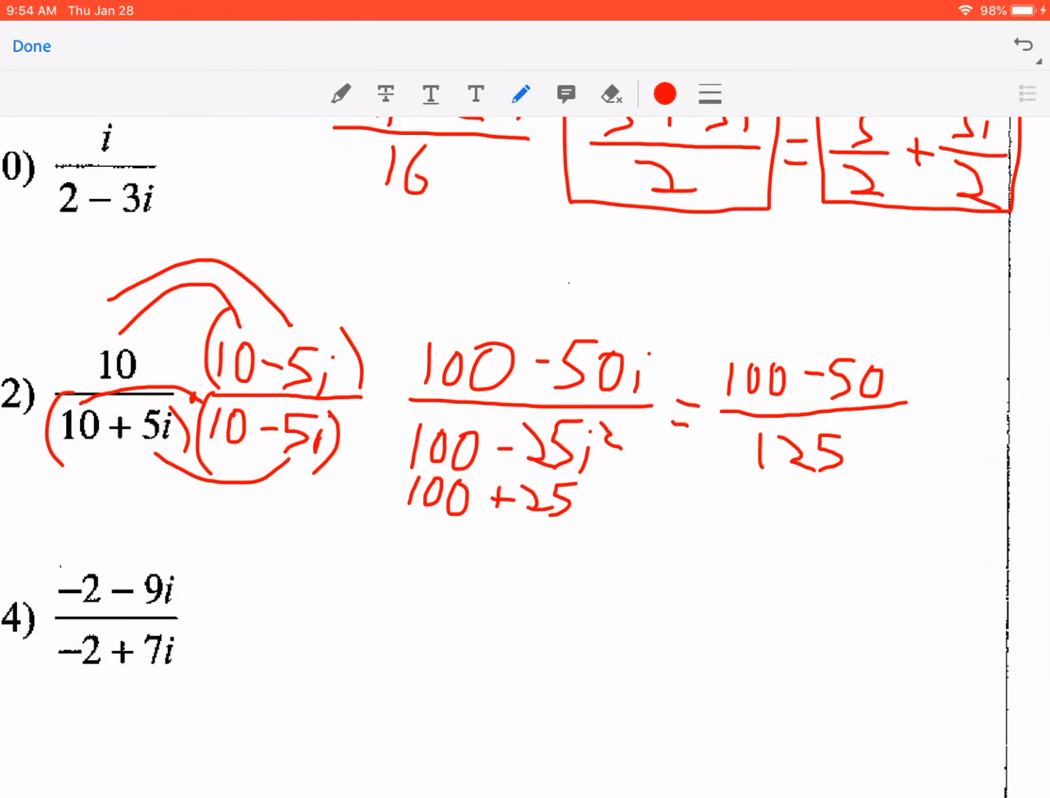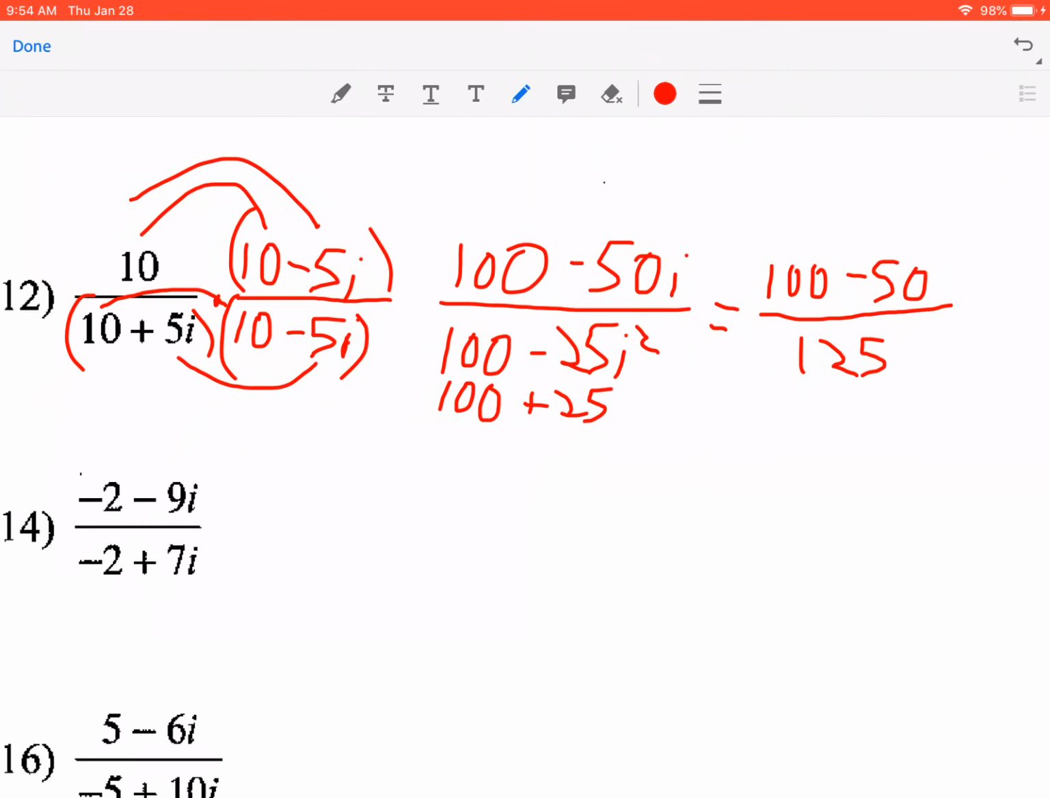Why? What's the highest number that goes into 100, 50, and 25? Doesn't 25 go into all of them? All right, so I'm going to rewrite it here. How many times does 25 go into 100? That'd be a 4. How many times does 25 go into 50? That'd be minus 2i. And how many times does 25 go into 125? That'd be 5 times. So there it is there.